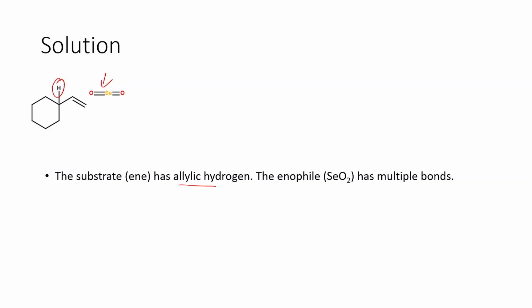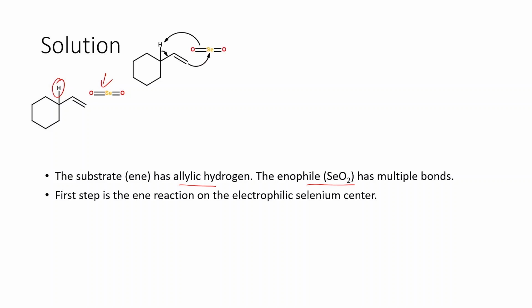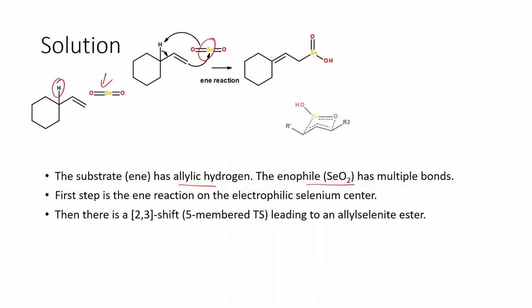We will see that when we move through the reaction mechanism. So the selenium dioxide is an enophile that is involved. The alkene is the ene that is involved in this reaction. So the first step is the reaction of this alkene with the electrophilic selenium center. So this is the ene reaction. Here the hydrogen is shifted to this particular oxygen unit. So that is where we end up with this particular reaction intermediate.